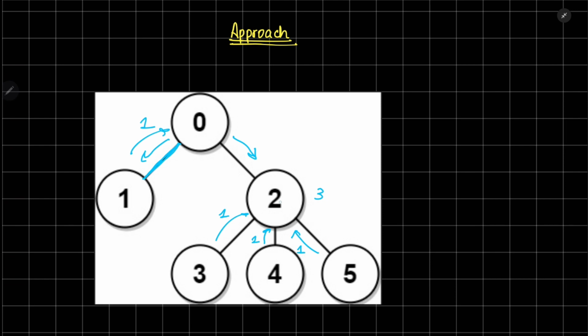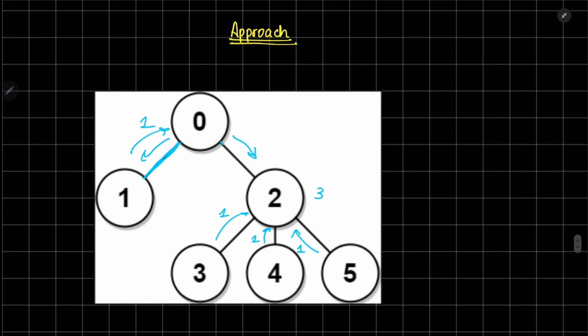Now when 2 returns something, 2 will not return this answer directly, because this edge will not be counted only once. So how many times will this edge be counted? It will be counted once for 2, again for 3, then for 4 and then for 5. The edge is counted the number of nodes in the subtree. What is the number of nodes in this subtree? It is 4: 2, 3, 4 and 5.